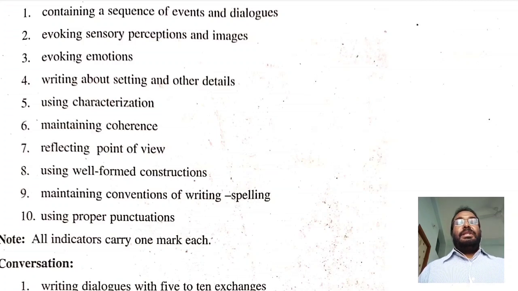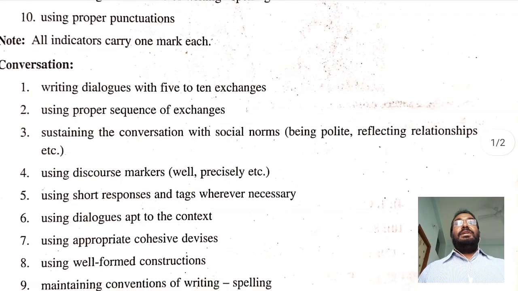Then the eighth point that we have to see is that there should be well-formed construction of sentences. Then, compulsorily, and this is for every discourse, maintaining the conventions of writing including spelling. Then the 10th one is using proper punctuation. And as it is said, all the indicators which I told you will give you 1 mark each. So we should be careful about all the 10 points that we have discussed.